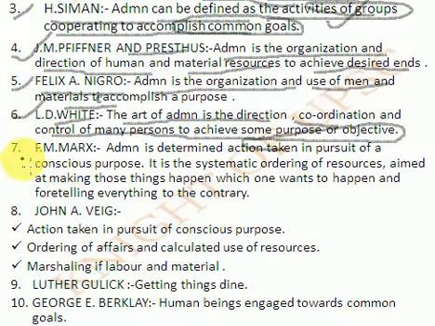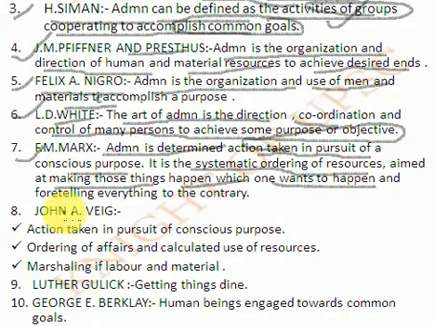Next one, F.M. Marx. Administration is determined action taken in pursuit of a conscious purpose. It is the systematic ordering of resources aimed at making those things happen which one wants to happen and forestalling everything to the contrary. That is, whatever thing should happen when it should happen, in the way it should happen, if it happens in that manner, then we also consider it within administration. Now the eighth one, John A. Veig.